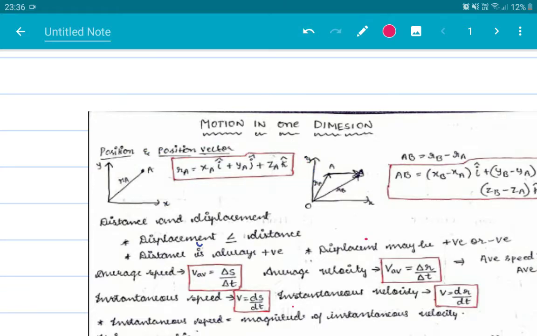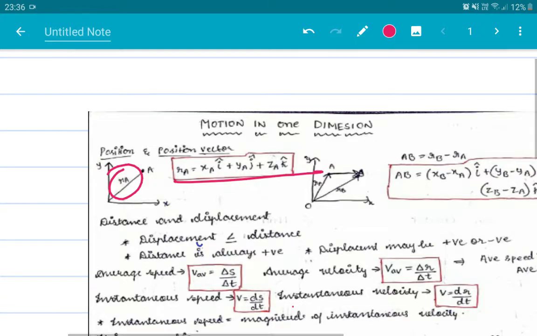In this way, if you want to find the position of that particle, that is, if you want to find this RA, we use this formula: RA is equal to XA i cap plus YA j cap plus ZA k cap.